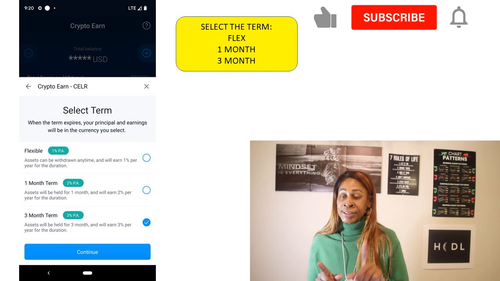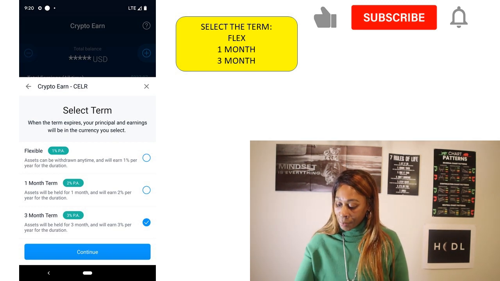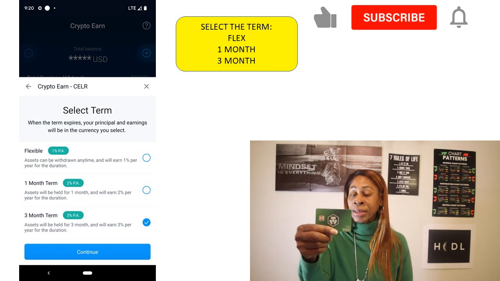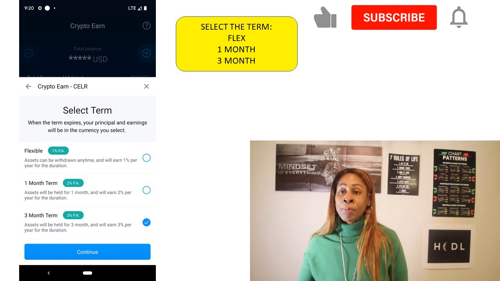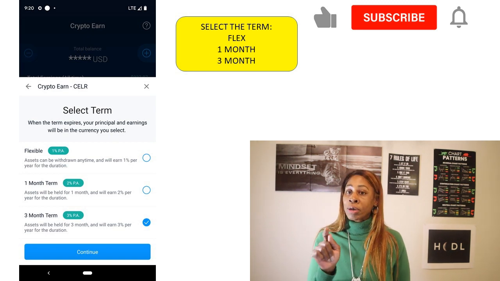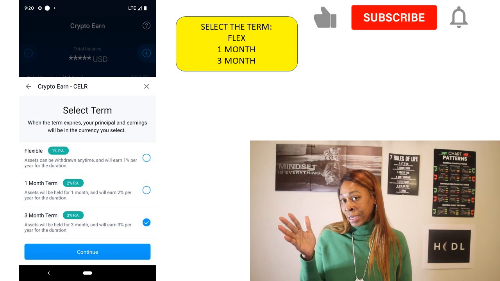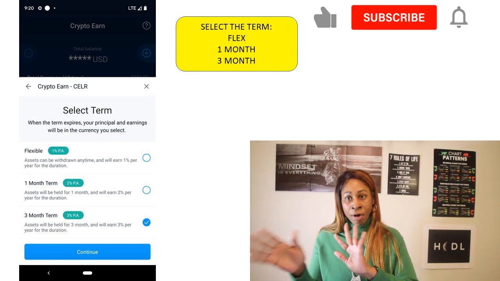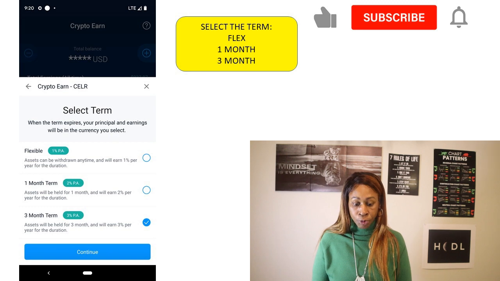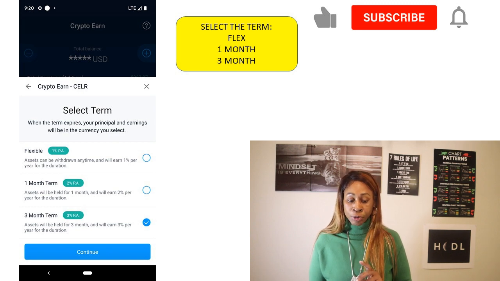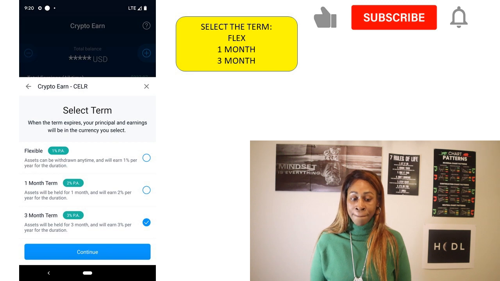The other thing is, if you have a crypto.com card, and I do, I have a crypto.com Visa debit card, that entitles me to earn a little bit more extra interest on my crypto earn. So you may want to consider getting a crypto.com Visa debit card. They've got all kinds of tiers. Once you select which option, flex, 1 month or 3 month, whatever you select is what you select. There's nothing else that you can get.